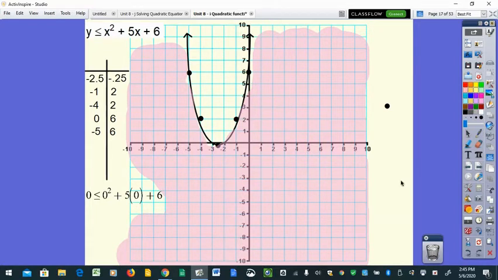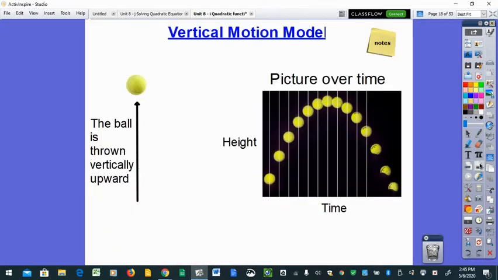Okay, so that was kind of a quick reteach of graphing when we have that bx term, but we really need to get on to answering, where do we use this stuff? This is a really good picture, and we're going to do some what are called vertical motion models. Imagine that I'm standing in front of the classroom, and I throw a tennis ball straight up towards the ceiling, and I catch it in my hand, vertically straight up.